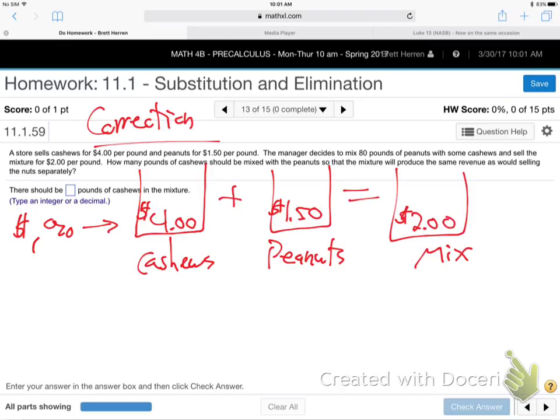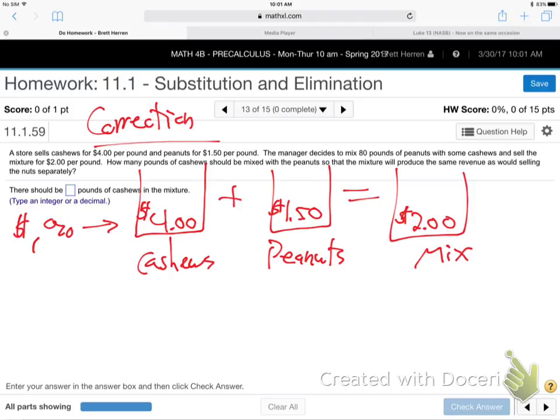So remember this problem, we're mixing some more expensive nuts and some cheaper nuts, right? Some more expensive cashews and some cheaper peanuts to get a mixture that's in between price, right? $2 is in between $1.50 and $4, right? So it's going to be mostly peanuts, isn't it? Because it's closer to the peanut price than it is to the cashew price. The mix is $2, pretty close to the peanut price. So it must be mostly peanuts.